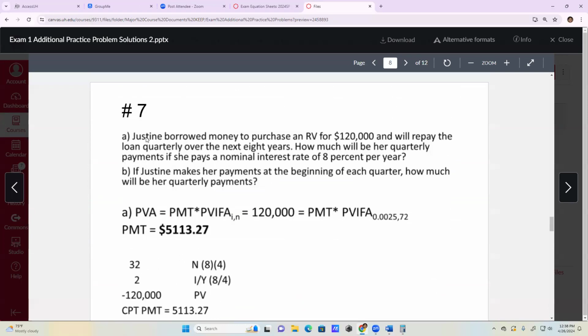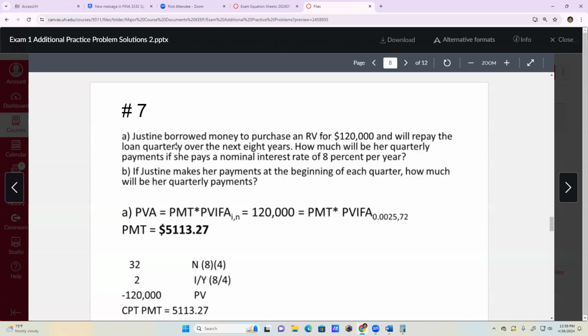Okay, Justin borrows money to purchase an RV for that much and will repay the loan quarterly over the next 8 years. How much will her quarterly payment be if she pays a nominal interest rate? Okay, so this 120,000 is the present value, right? You could put it as negative since it is a purchase. And then what it asks you to find is the PMT, right?